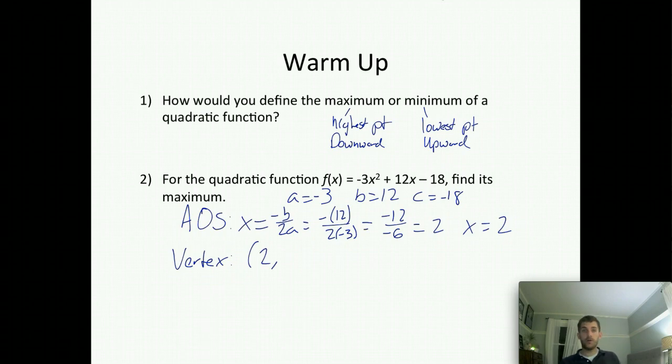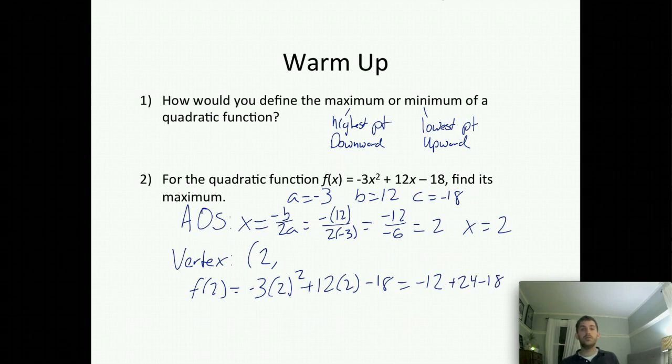To find the y coordinate, we're going to plug in that 2. So we'll do f of 2 equals negative 3 times 2 squared plus 12 times 2 minus 18. Negative 3 times 2 squared. 2 squared is 4, so negative 3 times 4 is negative 12, plus 12 times 2, 24, minus 18. So negative 12 plus 24 is positive 12, minus 18 gives us a grand total of negative 6.